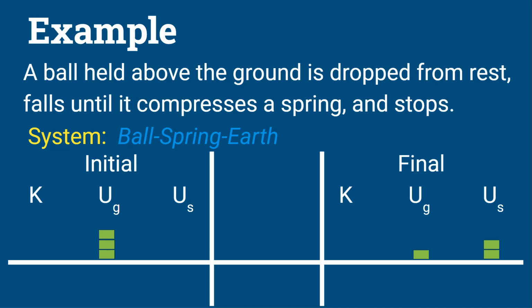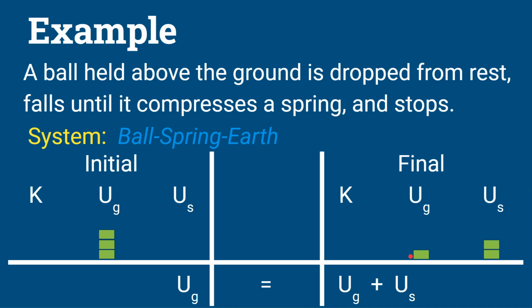And I'd have something that looks like this, where my initial bars equal my final bars, and I can write an equation. And that equation is what's going to help us solve problems when we actually put some numbers to this. And so I have here that the initial gravitational potential energy of this system equals the final gravitational potential energy of the system plus that spring potential energy that we have at the end as well.